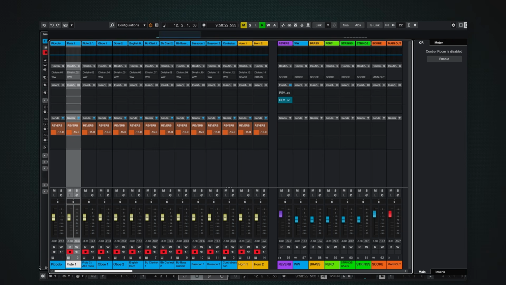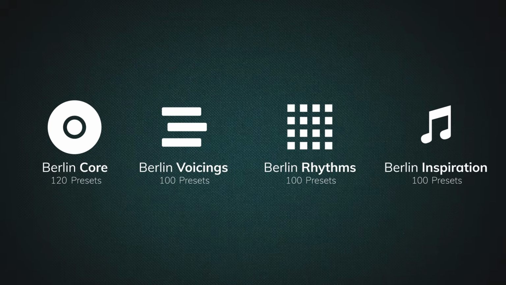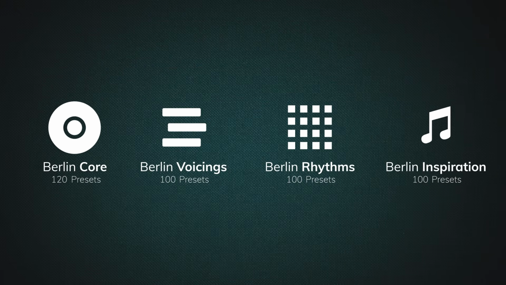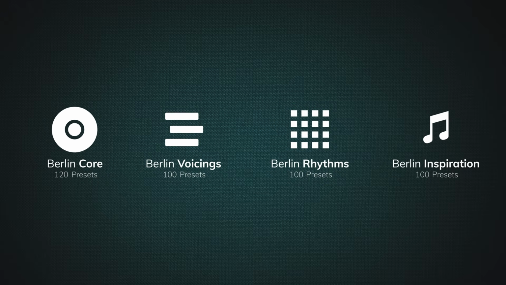So that's the essential setup of the template. Let's look at the orchestrations that come with it. There are 4 sets of presets included with the Berlin Orchestra template, bringing you a total of over 400 orchestrations that are ready to play.